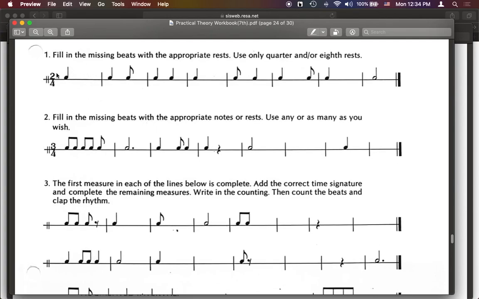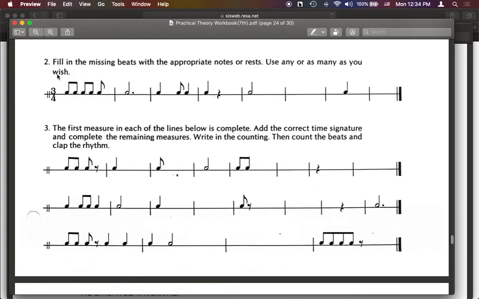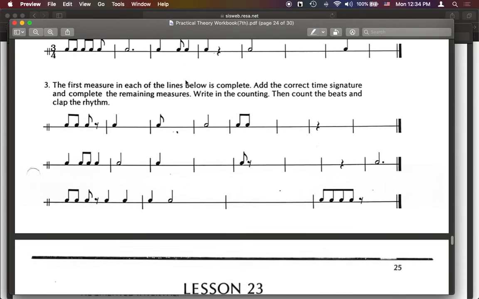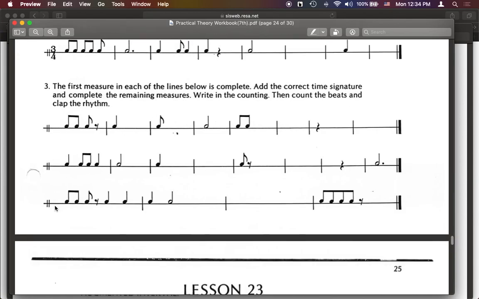Make sure you see 2/4 time. Here, 3/4, and you can use notes or rests for this one. And then finally, these 3 time signatures are 2/4, 3/4, and 4/4 we decided.